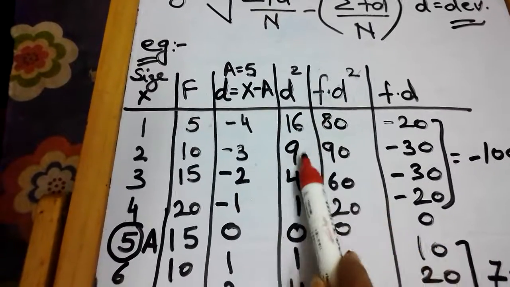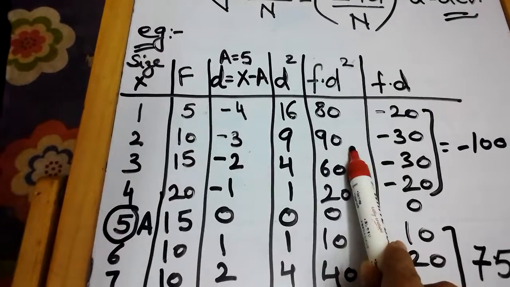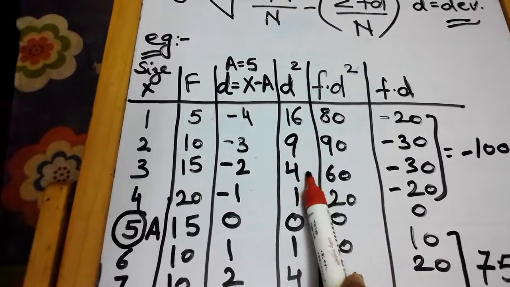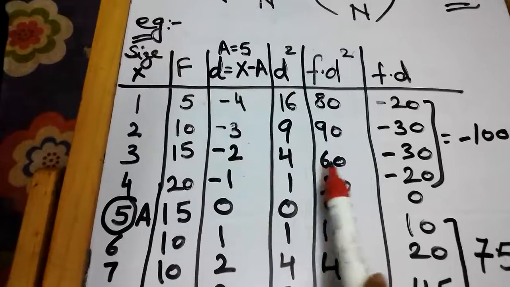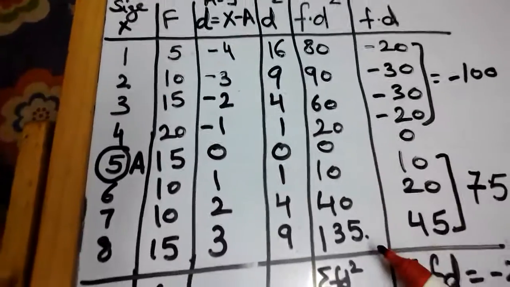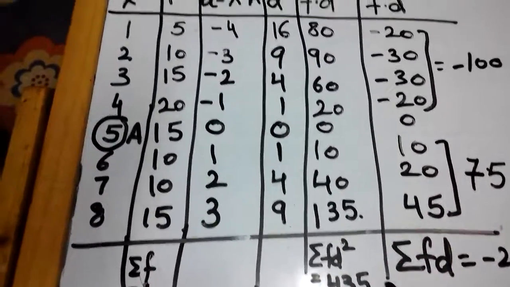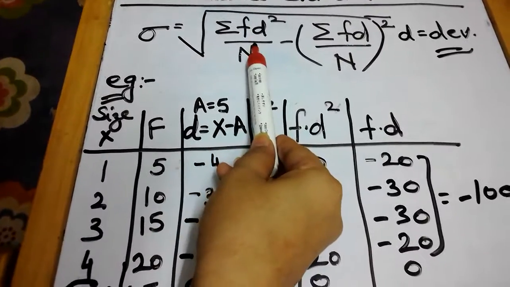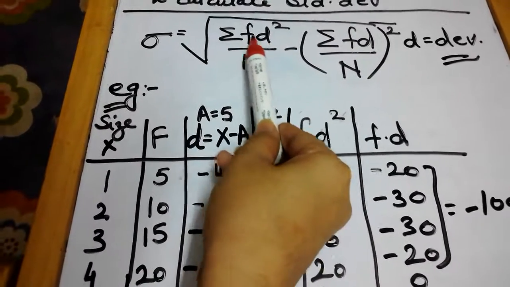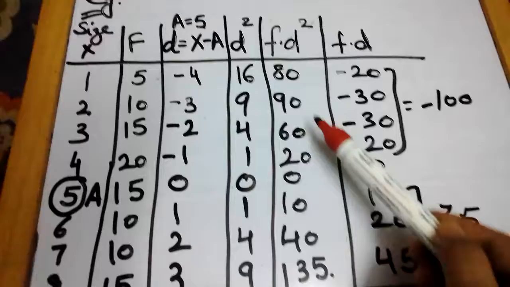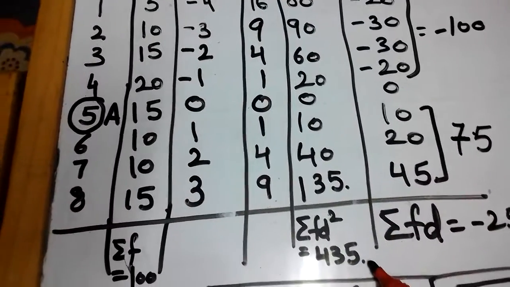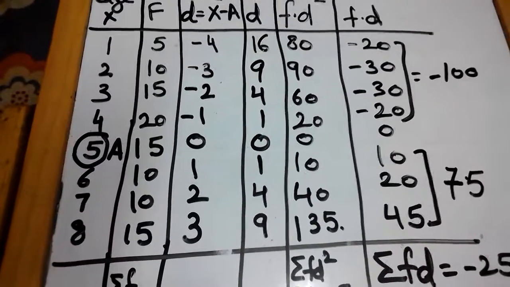This is 80. 9 into 10, it will be 90. Then 4 into 15, it will be 60, and further I need to continue. And in the formula we want the summation also, the sum of f d square. So I'll be totaling it up, and my total is 435.